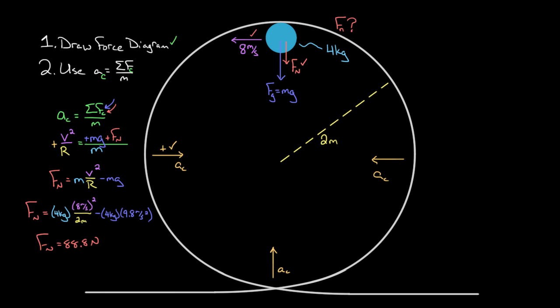Now let me ask you this. What if the ball makes it over to here, right? So the ball rolls around and now it's over at this point. Now how much normal force is there at this point? Is it going to be greater than, less than, or equal to 88.8 newtons?